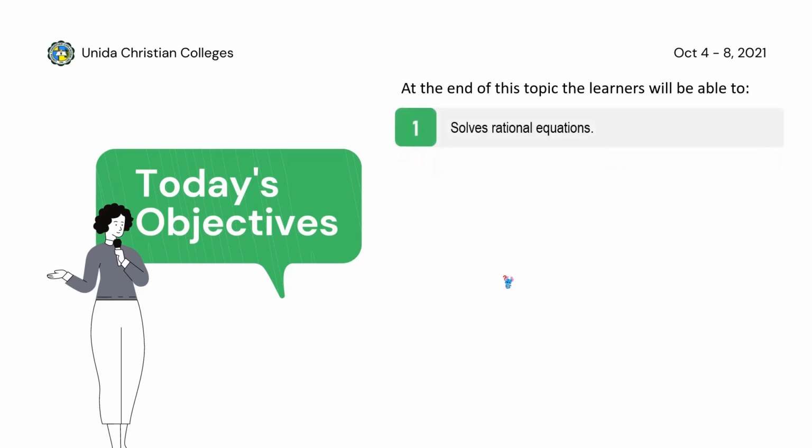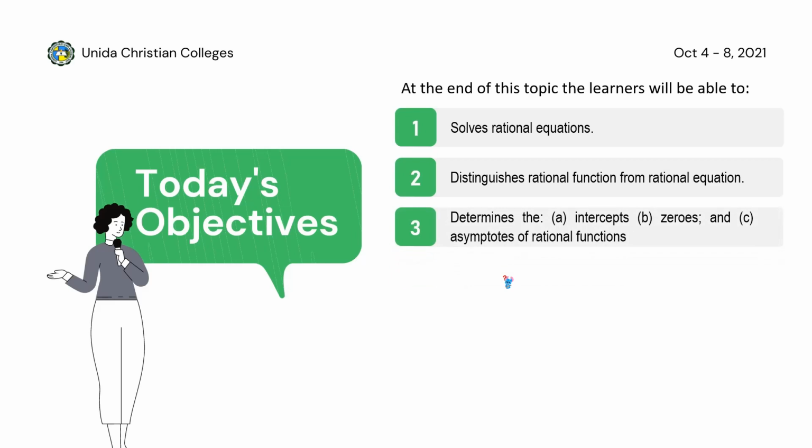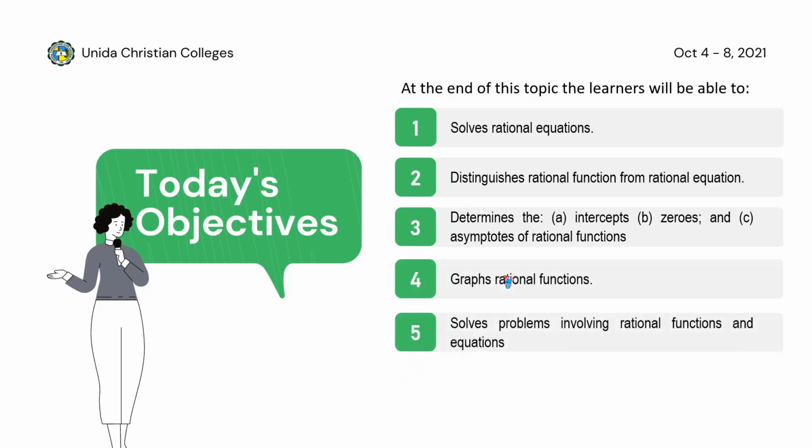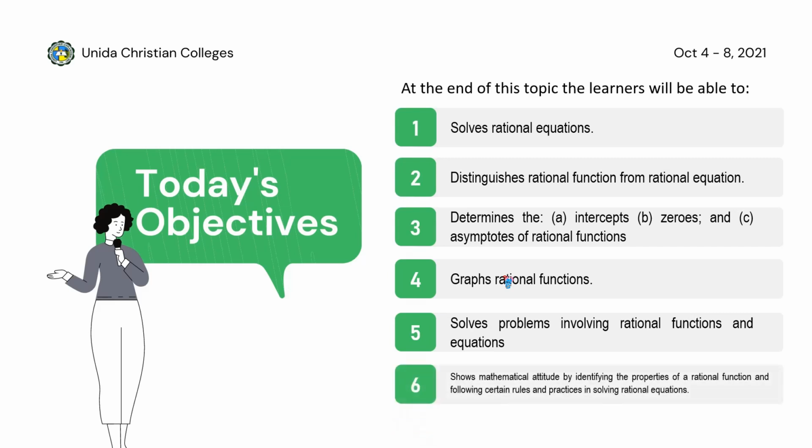First, we're going to solve rational equations. Second, we're going to distinguish rational function from rational equation. Third, we're going to determine the intercepts, the zeros, and the asymptotes of rational functions. We're going to graph rational functions and solve problems involving rational functions and equations. And lastly, on your affective side, we want you to show your mathematical attitude by identifying the properties of a rational function and following certain rules and practices in solving rational equations.